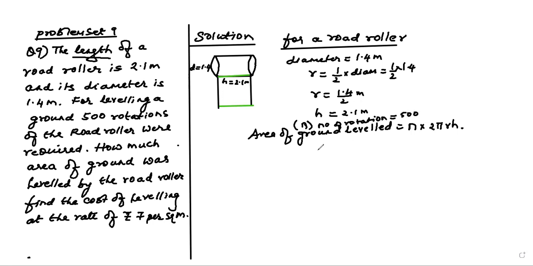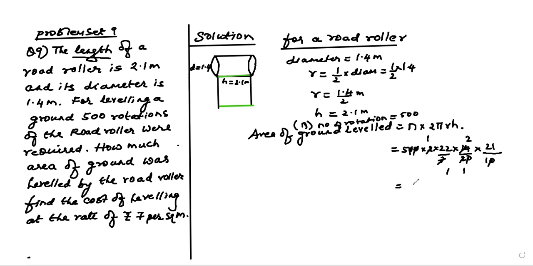So now, what is the formula, children? Area of the ground leveled is number of rotations into 2 pi r h. N is 500 into 2. Pi's value is not given. I'm going to take 22 upon 7. Radius is 1.4 upon 2. If the decimal is shifted by 1 place, 0 below, so I will write 14 upon 20, okay? Into height. How much is h? 2.1. Decimal shifted by 1 place, so 21 upon 10. Now you can see the 0 of 10 cancels with the 500's 0, and the other 0 also with the 500. Then these 2 ones are, 7 ones are 7, 7 twos are 14.